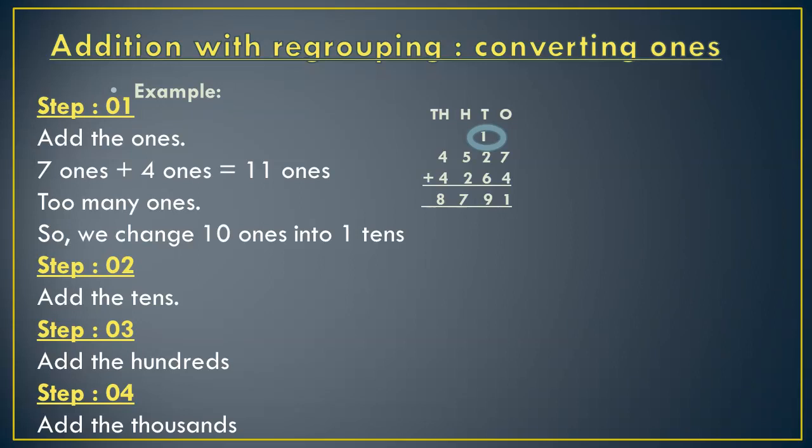So step number 2 is add the tens. 6 plus 2 plus 1 is equal to 9. Then step number 3 is add the hundreds. 5 plus 5 plus 2 is equal to 12. And step number 4 is add the thousands. 4 plus 4 is equal to 8. So 8791 is our answer. Well, move to next.